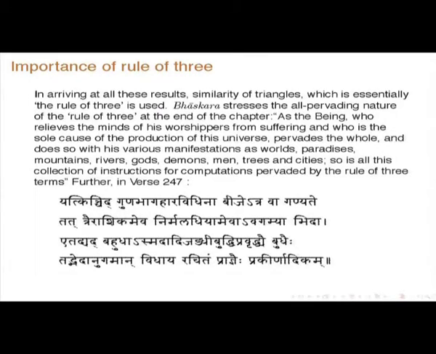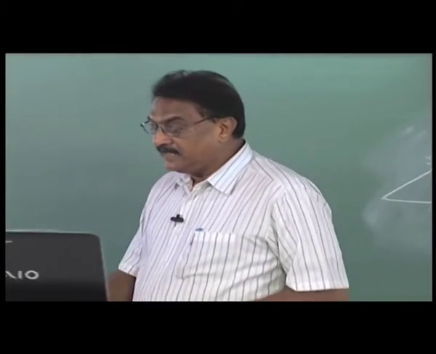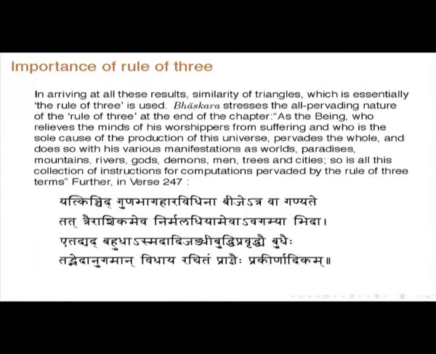So, then he, after discussing these things, all these of course make crucial use of the similarity of triangles to get all these results. So, then Bhaskara talks about the importance of rule of 3. He says that in arriving at all these results, similarity of triangles, which is essentially the rule of 3, is used. So, Bhaskara stresses the all pervading nature of the rule of 3 at the end of the chapter.